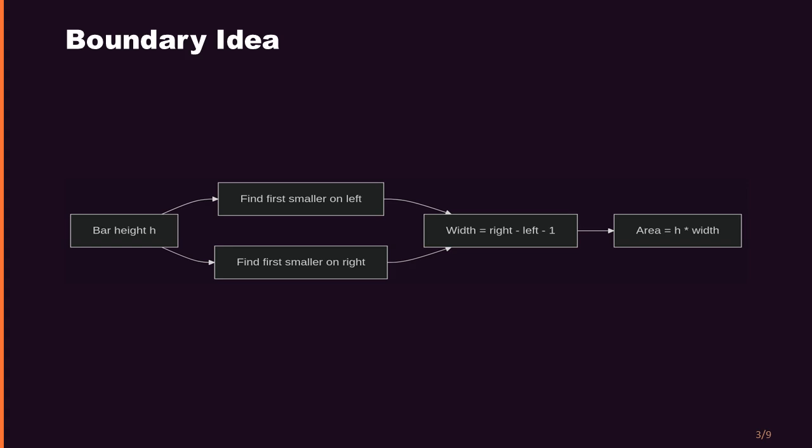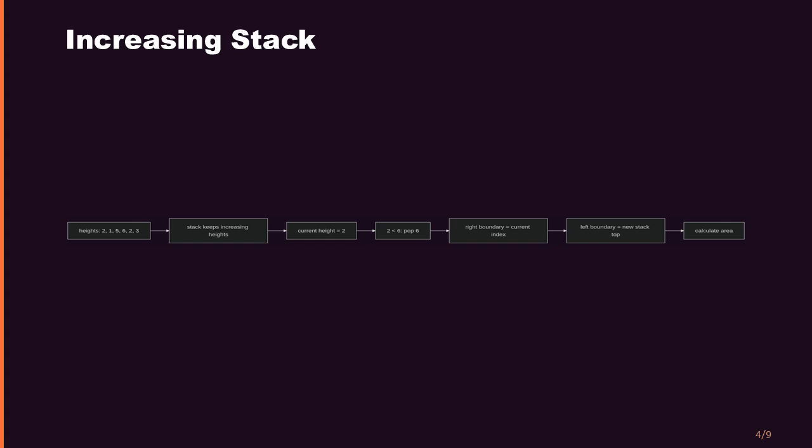a smaller bar on the left or right. Those smaller bars are the boundaries. Width is right boundary minus left boundary minus 1. Area is height times width. The stack keeps heights increasing.